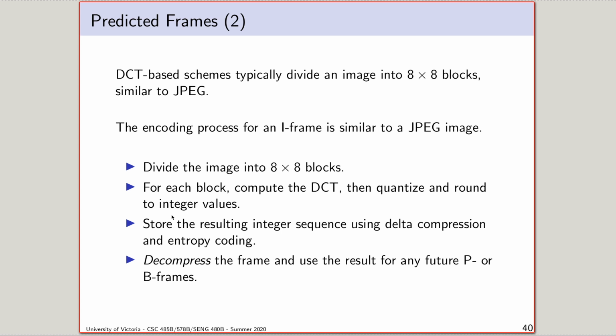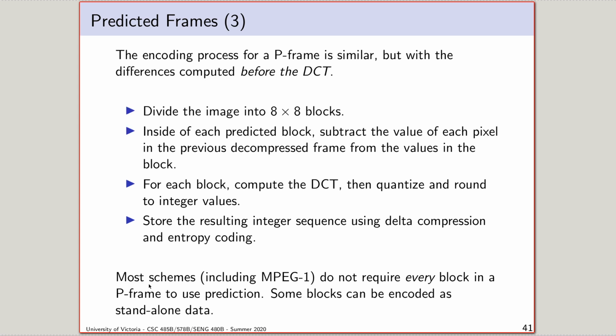So here's what you would typically do to encode an I-frame. We would divide the image into 8 by 8 blocks. Even HEVC uses 8 by 8 blocks. It also allows bigger or smaller blocks, but pretty much it defaults to 8 by 8. And MPEG-1 uses 8 by 8 blocks. So we divide the image into 8 by 8 blocks, we compute the DCT, we quantize with some criteria, round it to an integer value. We then store it using some combination of delta compression and entropy coding, and then the encoder does this. The encoder takes the compressed frame and decompresses it itself. That way the encoder knows exactly what the decompressor will be working with.